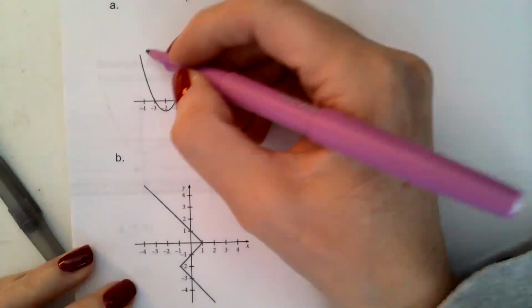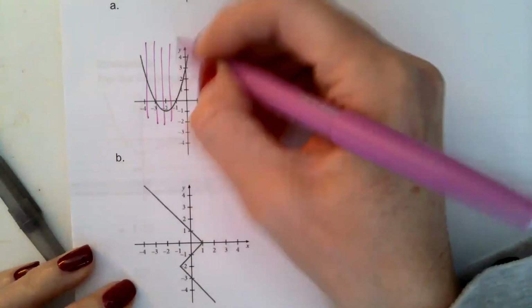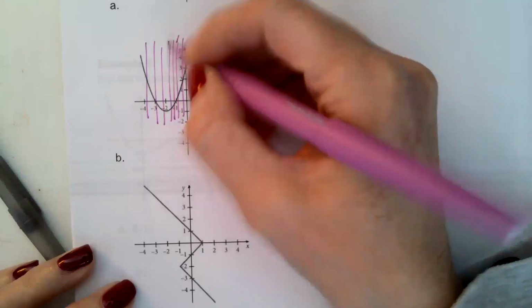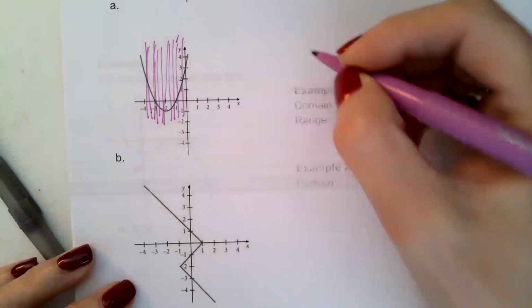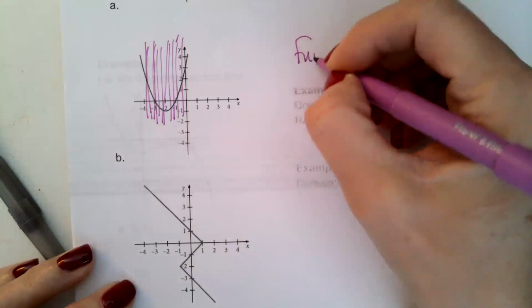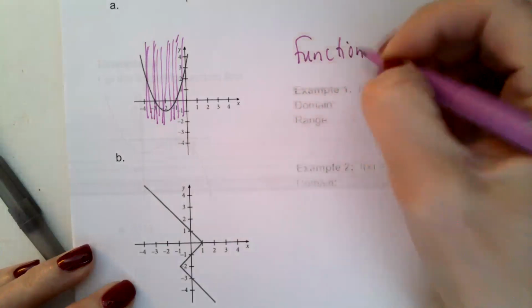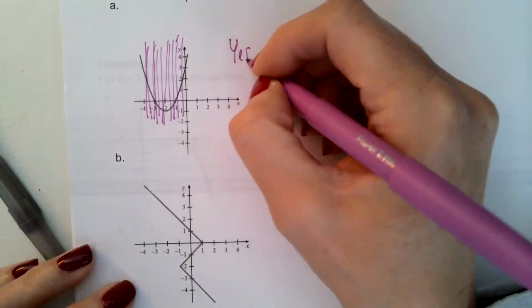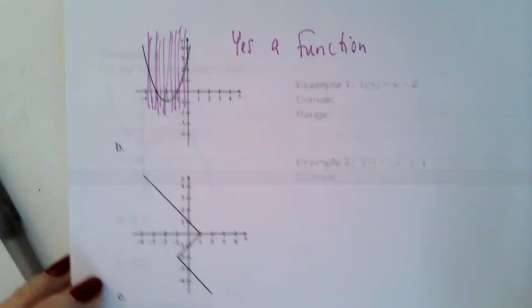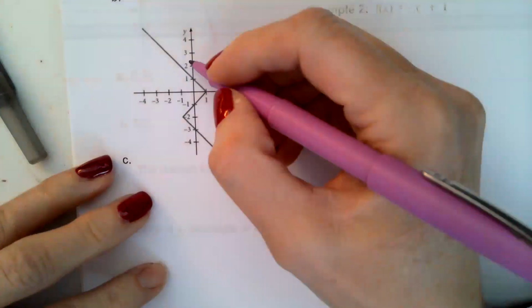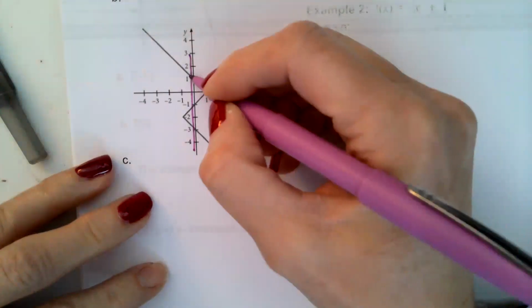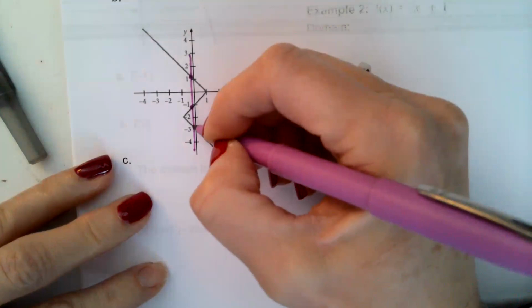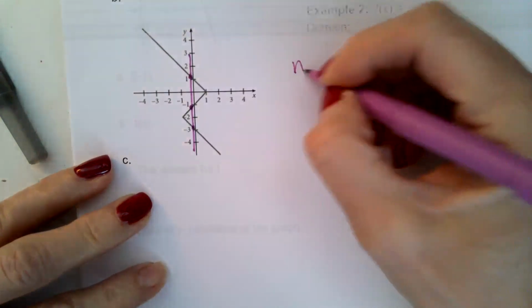Okay. Now we look at B. So B, I'm looking to see, and it looks like every time I draw a vertical line, it only goes through 1 point. So it is a function. Letter C, we just have to find one instance where it violates, and it violates here. It actually goes through 3 points, so it's definitely not a function.